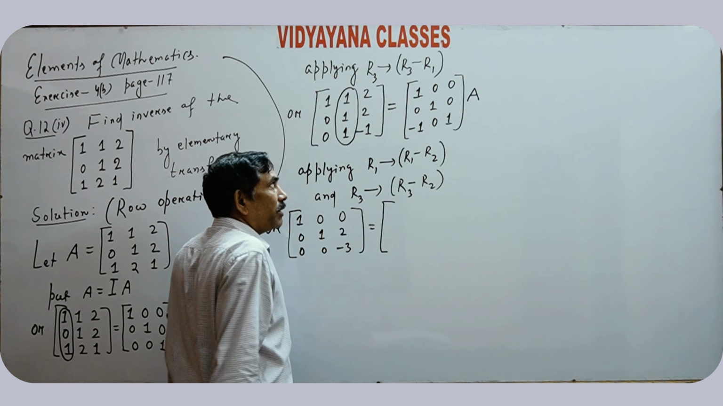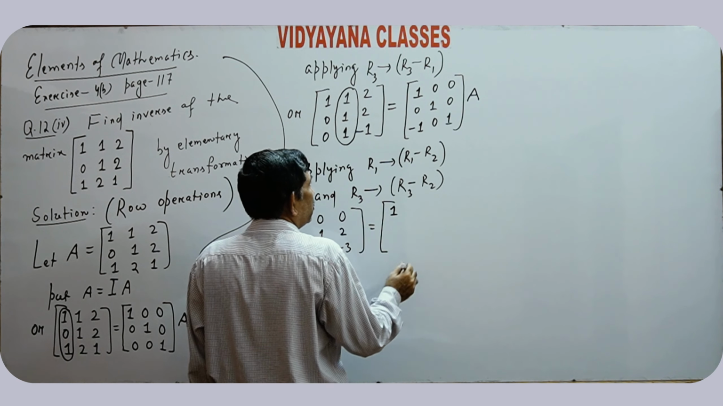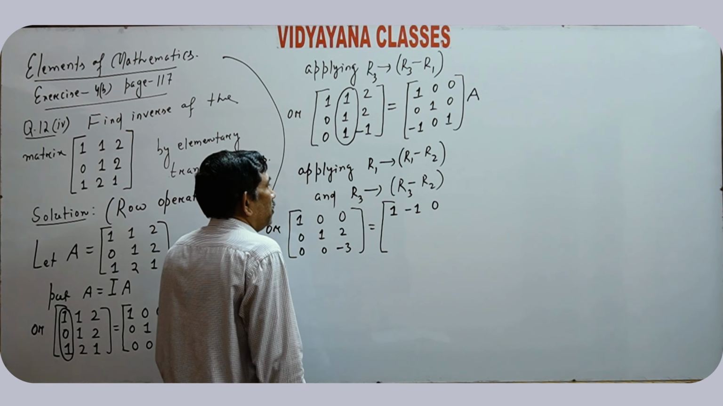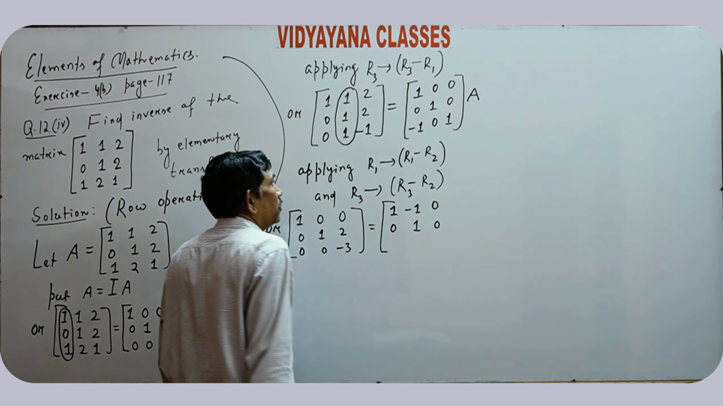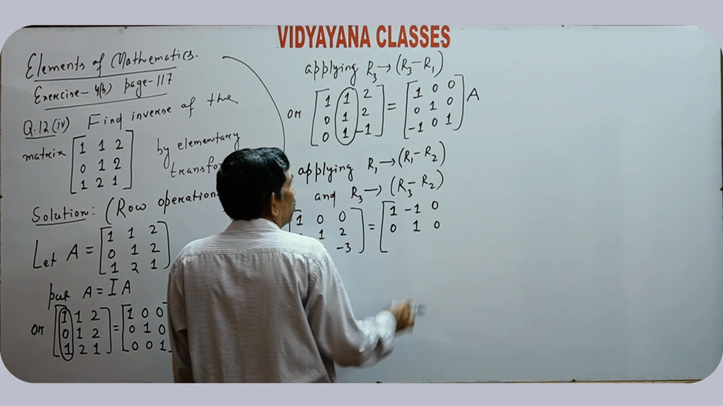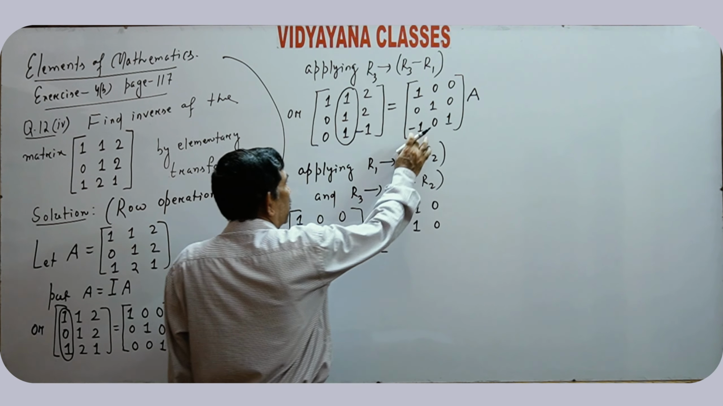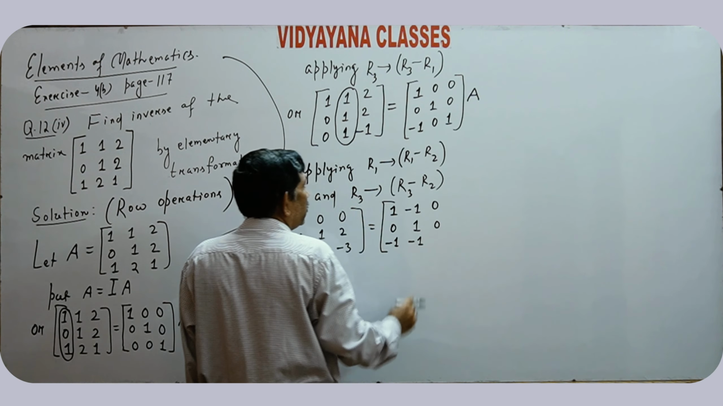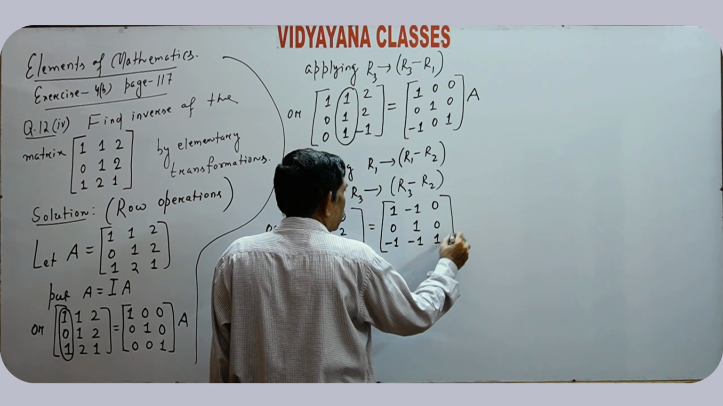R1 is replaced by R1 minus R2. 1 minus 0 is equal to 1. 0 minus 1 is equal to minus 1. 0 minus 0 is equal to 0. No change of row 2. Row 3 is replaced by row 3 minus row 2. Minus 1 minus 0 is equal to minus 1. 0 minus 1 is equal to minus 1. 1 minus 0 is equal to 1, into A.